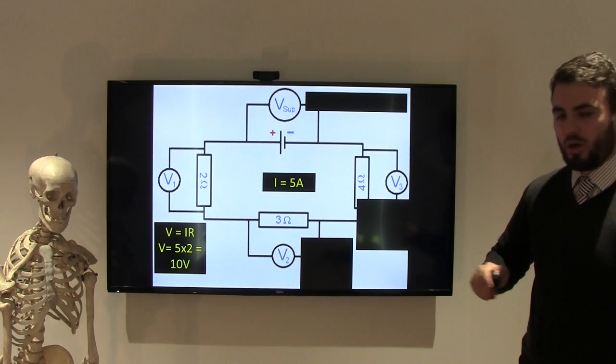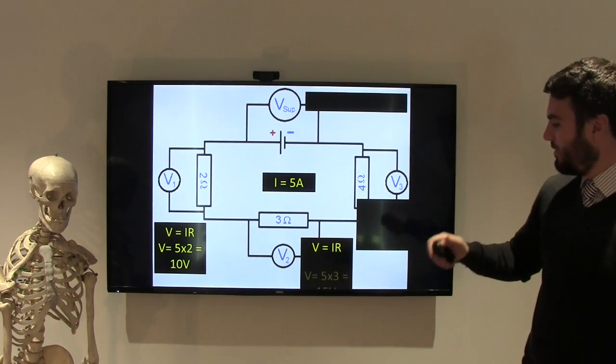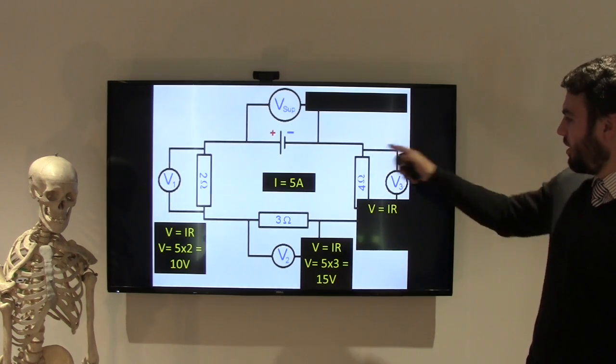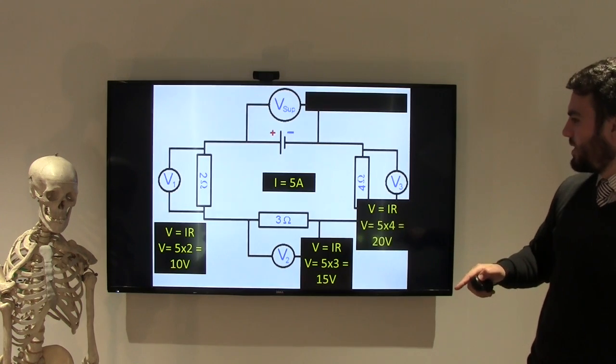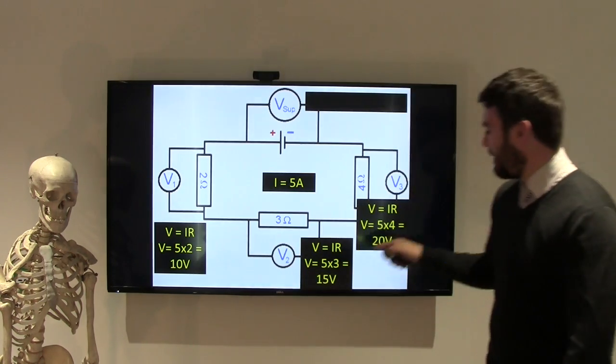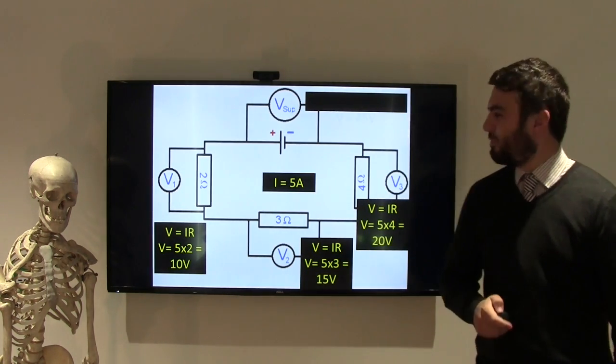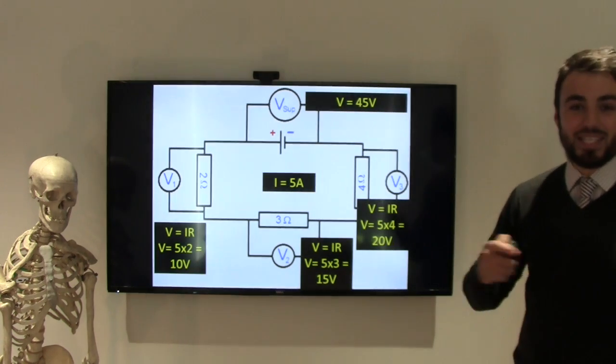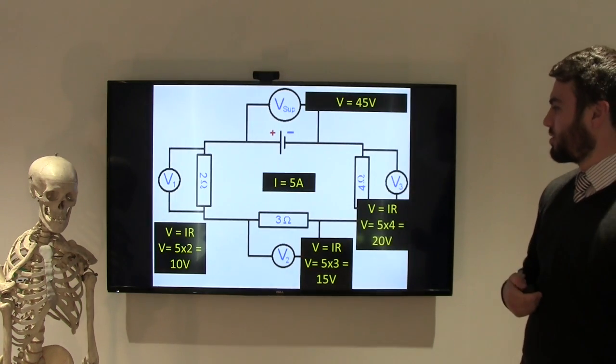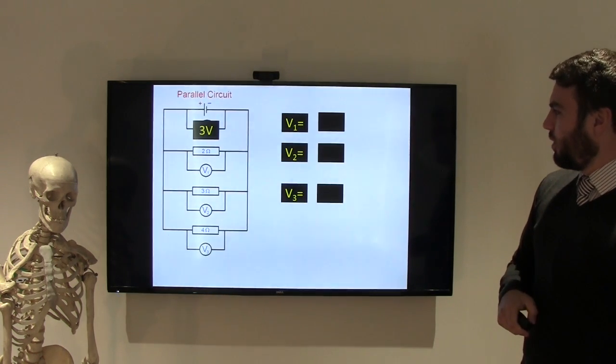What about for this one? Well, I've now got 3 and 5, so I've got 15. This one I've got, again, 5 and 4, so I've got 20. And we know that that plus that plus that is equal to that one. So the most complicated thing we could be asked to do is easy, isn't it, if we break it down into small chunks.